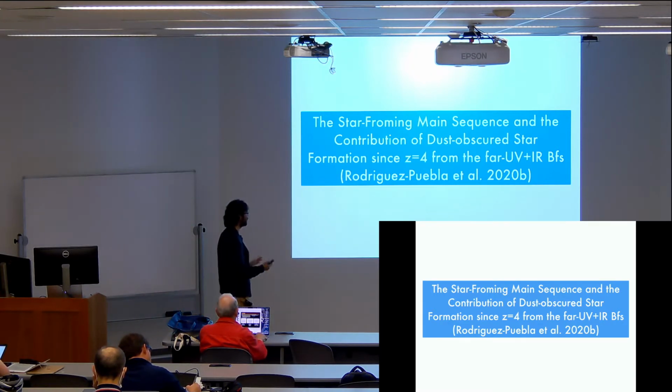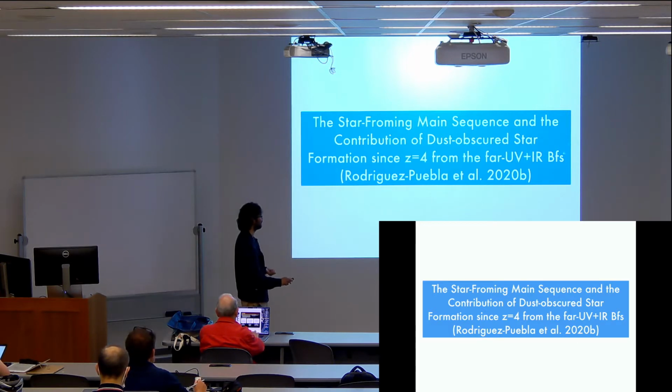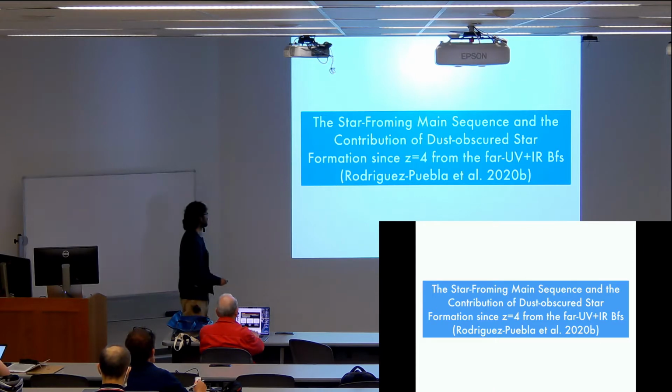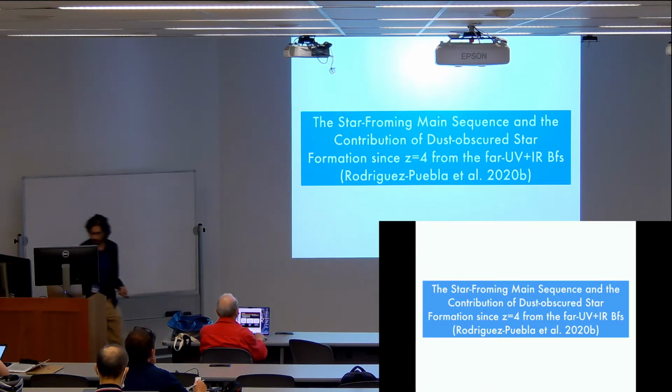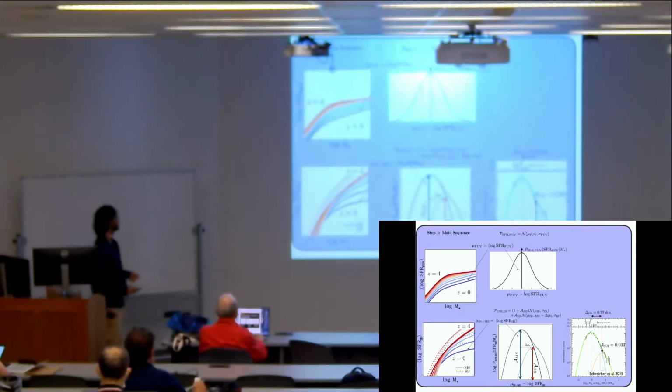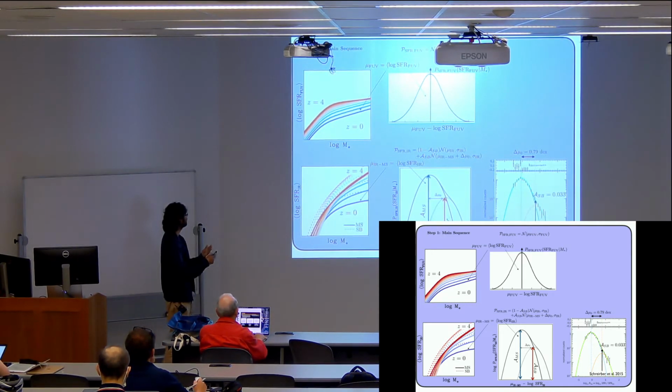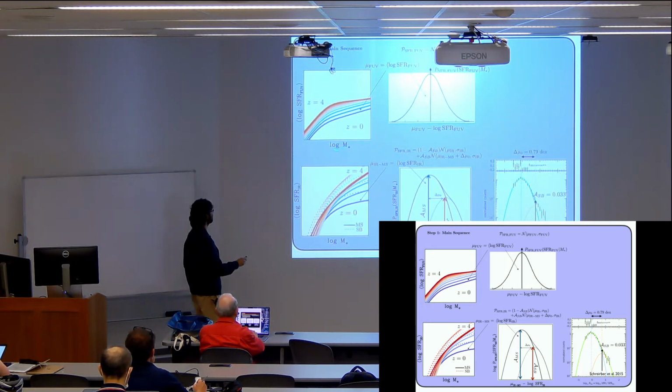Now I want to describe how we combine the luminosity functions of the far UV plus infrared. I don't know why there is a B here, but it's supposed to be an L. In very simple terms, we assumed that there is a mean relation between the star formation rate and the far ultraviolet as a function of the stellar mass.